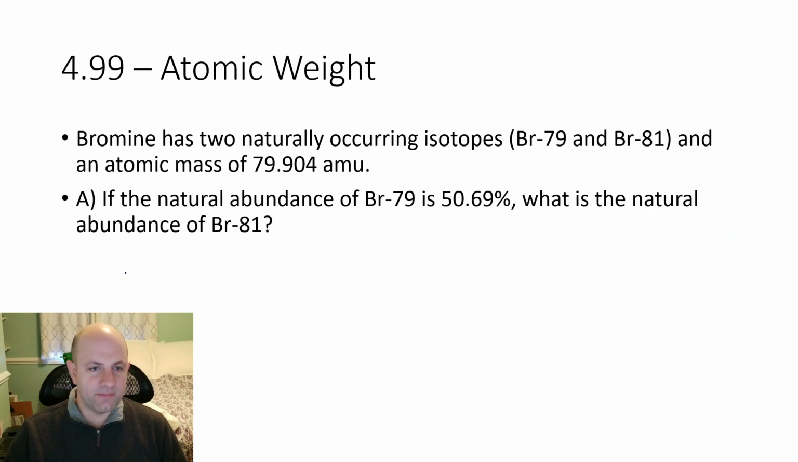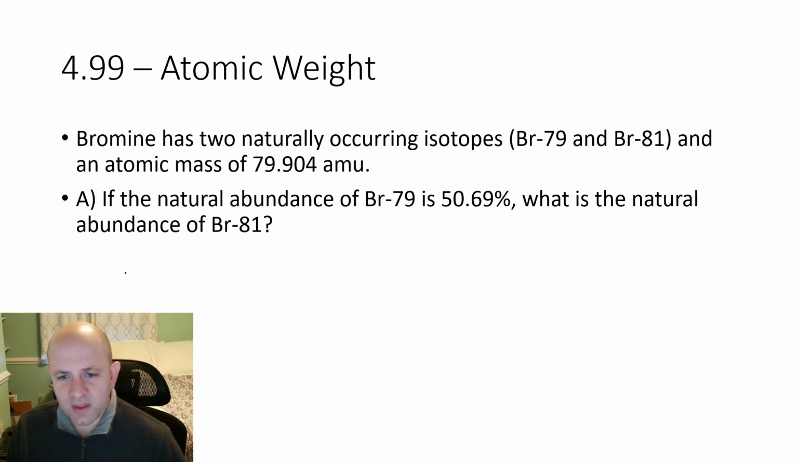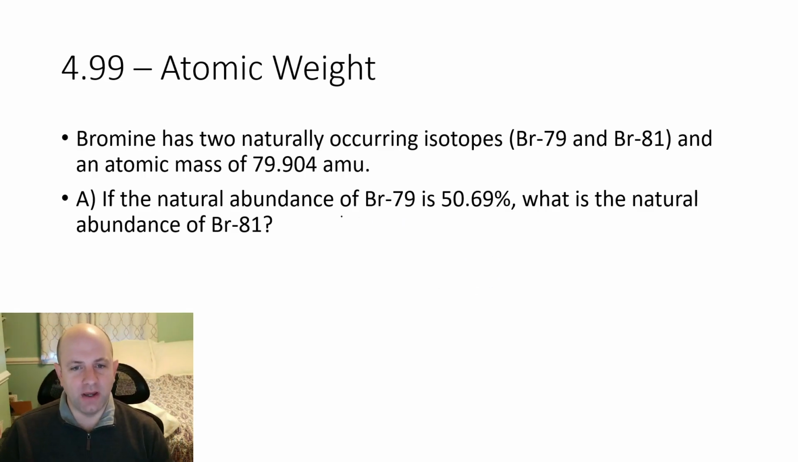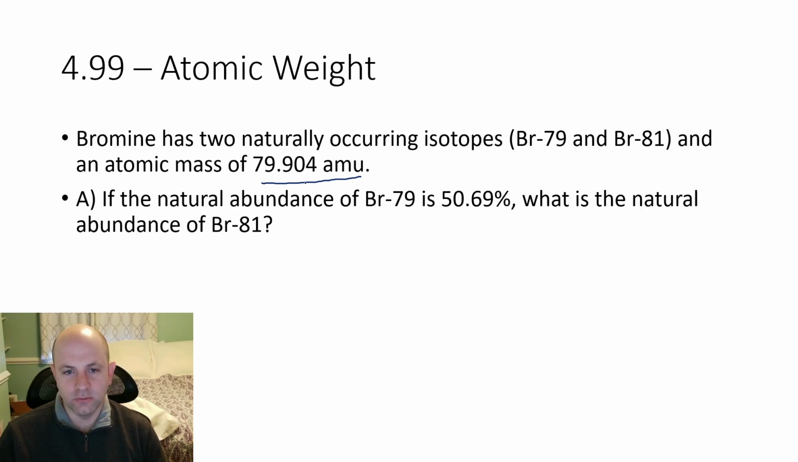All right, next up for 99, this one is a little bit tricky when we get to the end. It does require a bit of algebra and rearrangement, but this first part's not too bad. We've got bromine with two naturally occurring isotopes, 79 and 81. The atomic mass or atomic weight is 79.904, so this is an average number. When we average these two, we get that. That's important for part B.